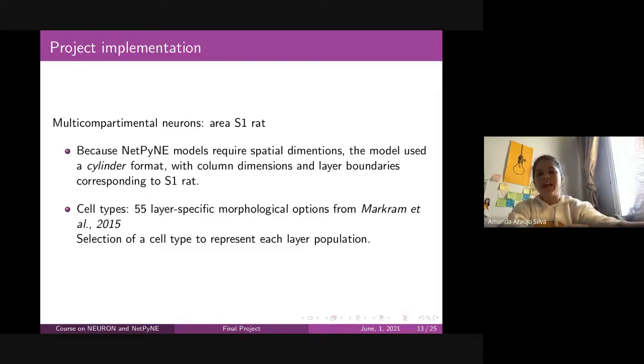NetPyNE requires spatial dimensions. So we used a cylinder format for the column of the microcircuit, using the dimensions, layer thickness and boundaries from the rat area. And an important thing for later LFP measures and other further work is to maintain the densities like in the real rat area. So we did it.